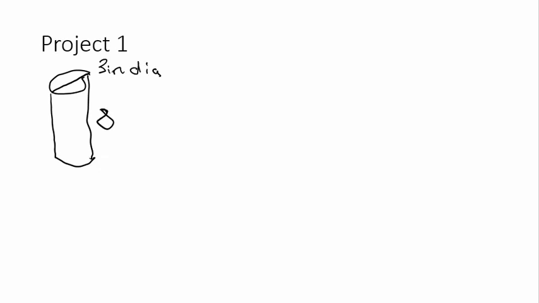For question number 3, we have a cylinder. So this is my attempt at drawing a cylinder. It has a diameter or distance across of 3 inches. And we have 8 inches of height on that cylinder. Now if you remember from the formula sheet, volume of a cylinder is pi r squared times height.